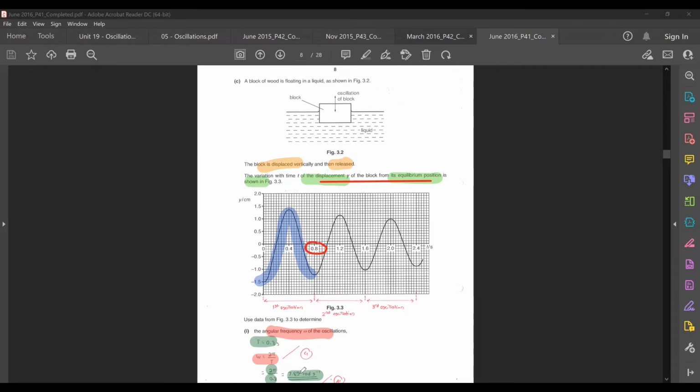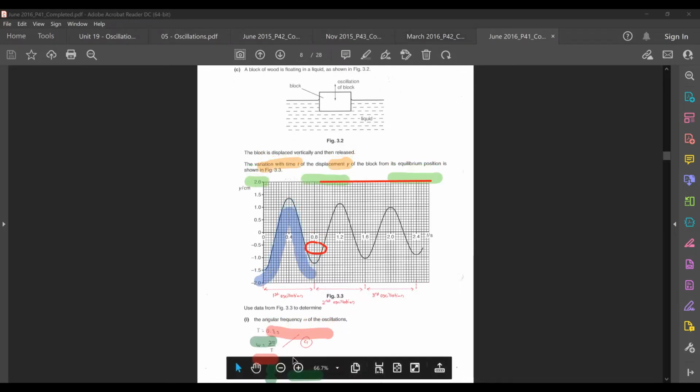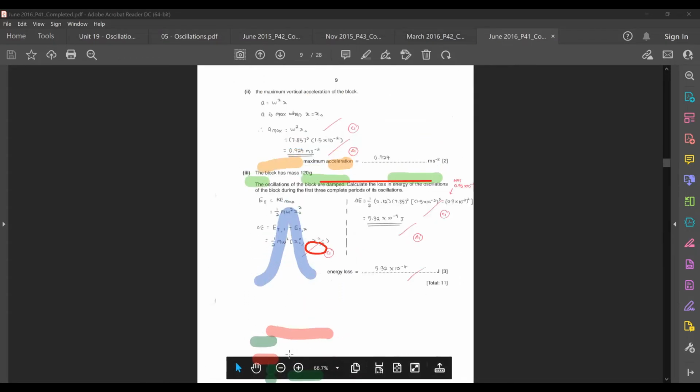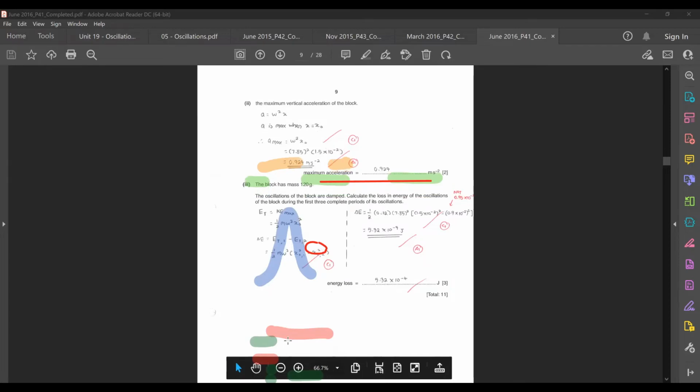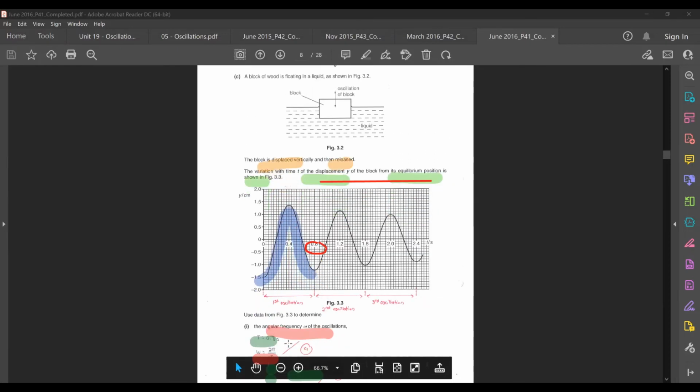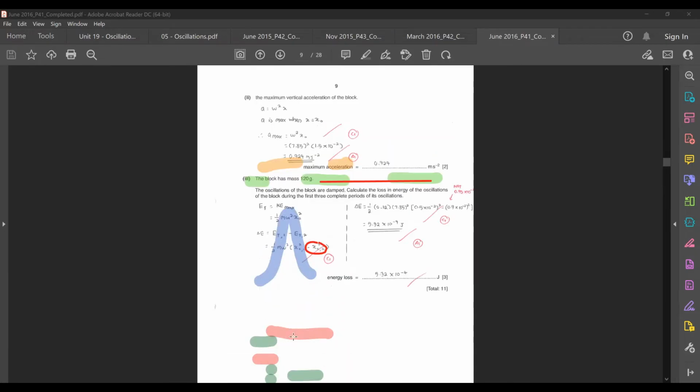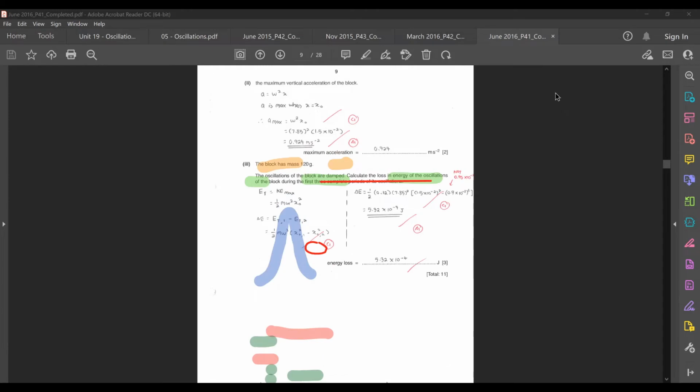And the next one should be on the next page. Okay, find out the maximum vertical acceleration of the block. If I want to find out the maximum vertical acceleration of the block, I can actually just straight away say that a max is equal to omega square x naught.